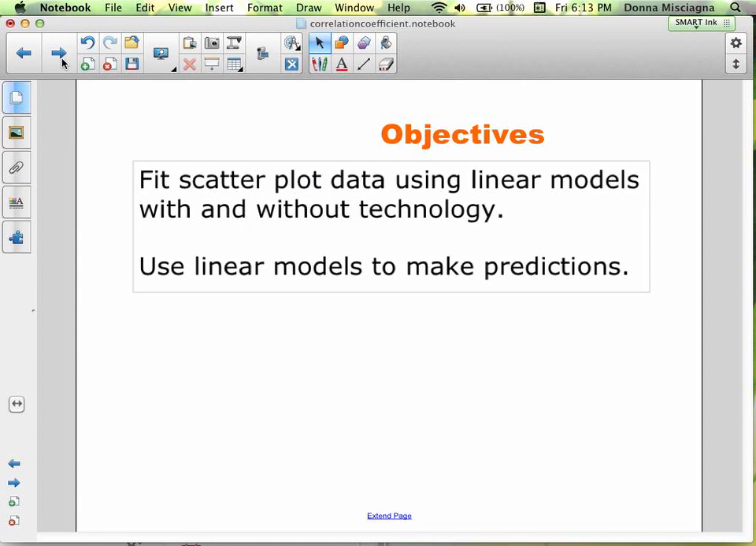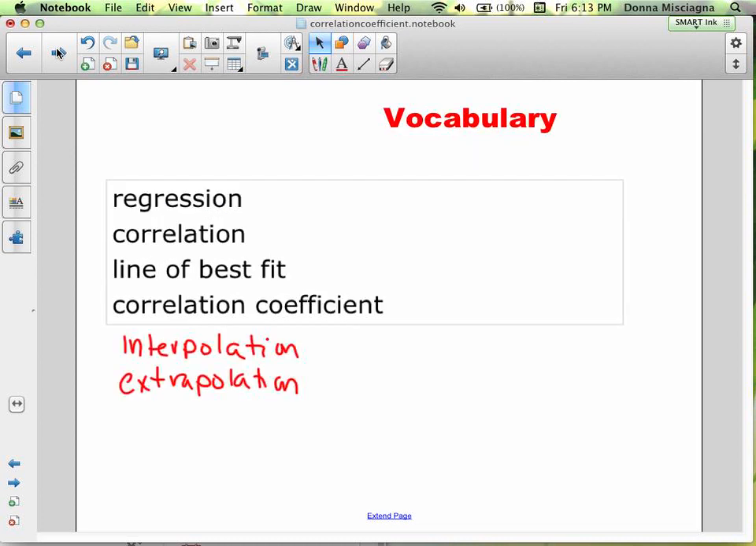So our objectives are to fit scatterplot data using linear models with and without technology, and use linear models to make predictions. And we'll also decide about the validity of those predictions. Some vocabulary for us: we're going to learn about regression, correlation, line of best fit, correlation coefficient, interpolation, and extrapolation.